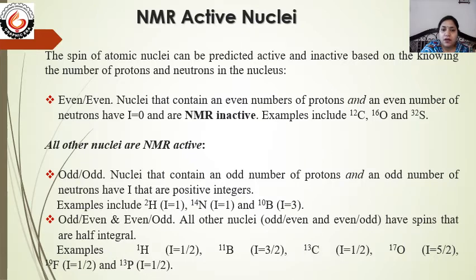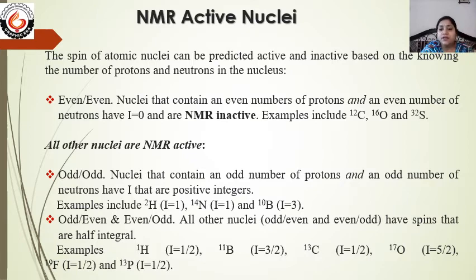If the numbers of protons and neutrons are both even, in that case the value of I equals 0, and those types of nuclei are NMR inactive, for example carbon 12, oxygen 16, sulfur 32, etc. All other nuclei are NMR active because they have some value of I. If the numbers of protons and neutrons are both odd, in that case I has some positive integer value, as in the case of 2H, 14N, 10B, etc. And in the other cases, odd-even or even-odd numbers of protons and neutrons, the examples include 1H, 11B, 13C, etc. So all these have a half-integer value.